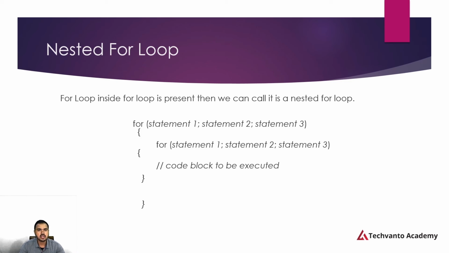Coming to the nested for loop. When one for loop is present inside another for loop, we call it a nested for loop. In the previous slide we discussed the nested if else. In a nested if else, there is one more if else inside an if else. In the same way, here there is a for loop with one more for loop inside it, and we call it a nested for loop.